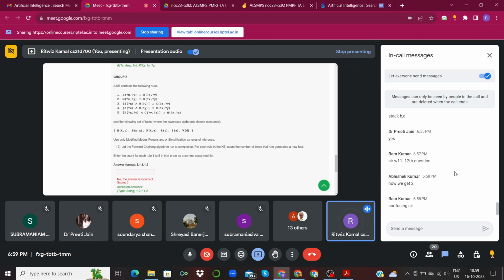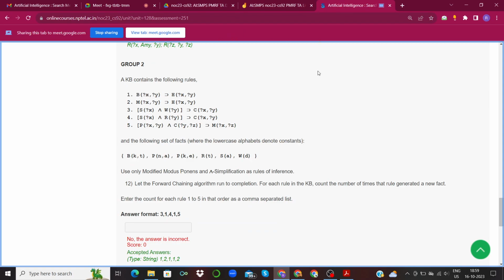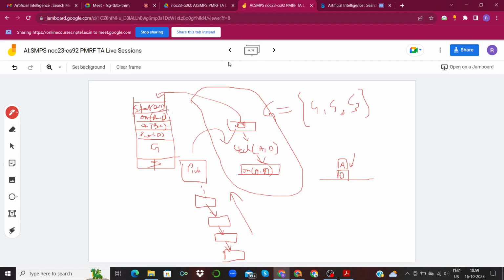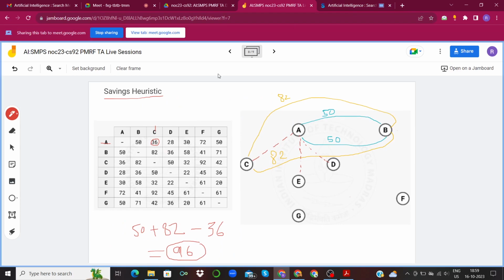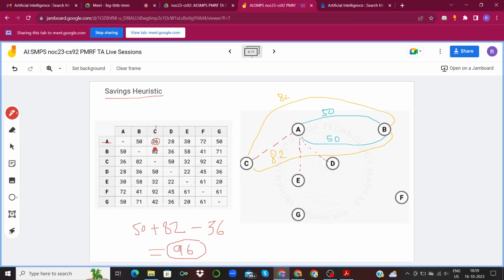Okay, so we solved one answer. No, it's not the distance between B and C. The distance between B and C is given over here, right? It's 82. 96 is not the distance between B and C. 96 is your savings when you add the edge between A and C and remove the two edges between B and C and A and B.